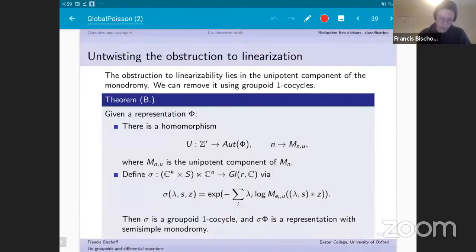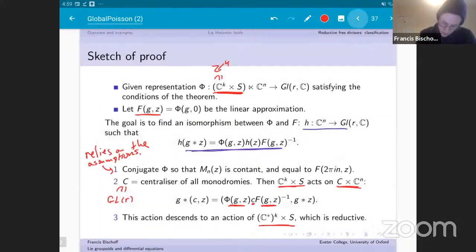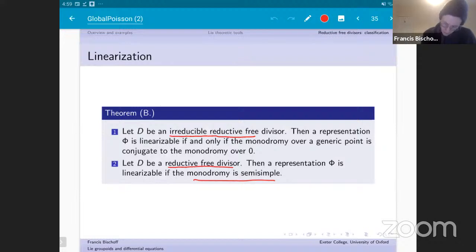Okay, so what this result shows, if we look back, is that really the obstruction to linearizing a representation lies in the monodromy, but more specifically in the unipotent component of the monodromy. So the monodromy is an invertible element of GL_N, and we can use the Jordan decomposition to write it as the product of a semi-simple element and a unipotent element. And it's this unipotent element which is really causing us problems.